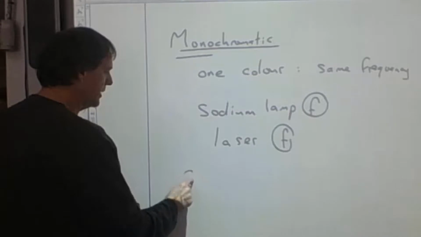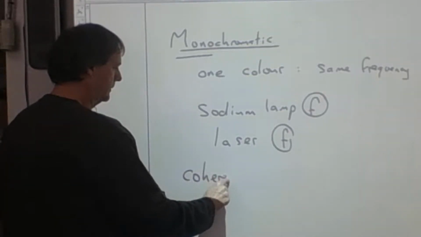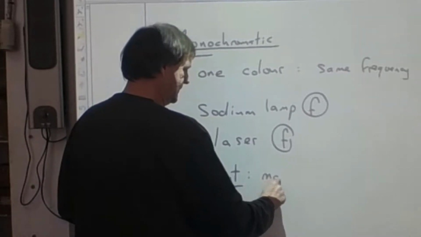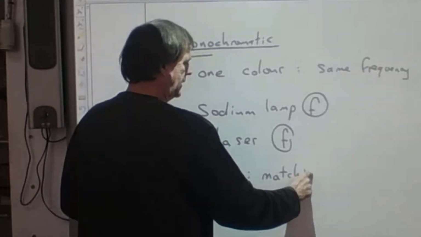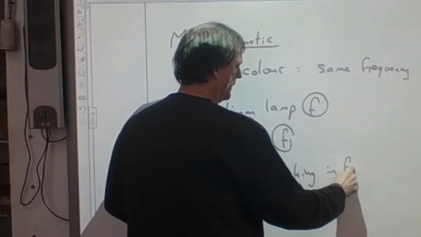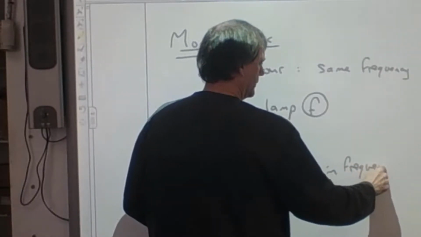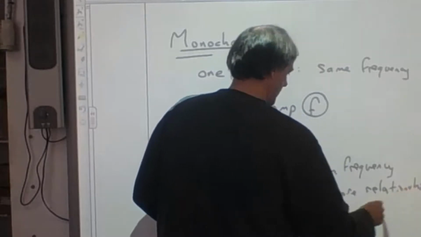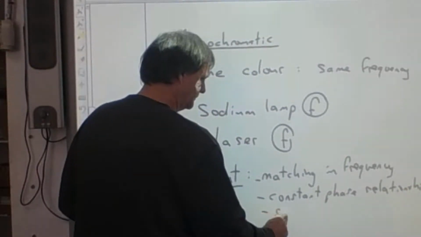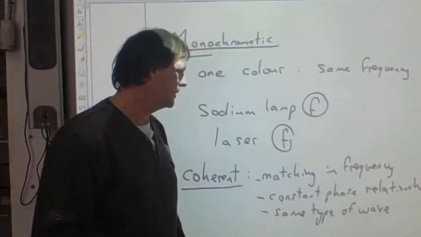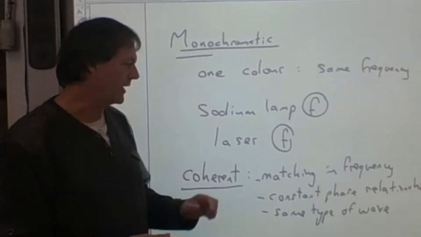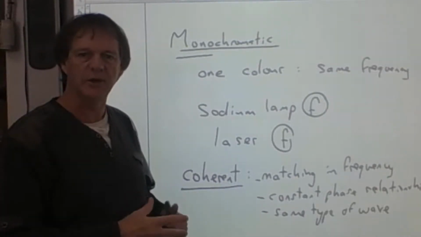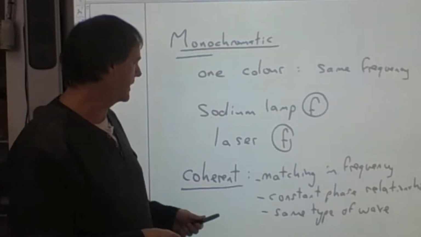The other term is coherent light sources, or coherence, and that talks about them essentially matching. You want the waves to be matching in frequency and have a constant phase relationship and be the same type of wave. So that's the coherence one. Now that's quite complex to understand. We're going to look at some examples of how to actually distinguish what is coherent and not coherent later on. So we'll come back to that one.